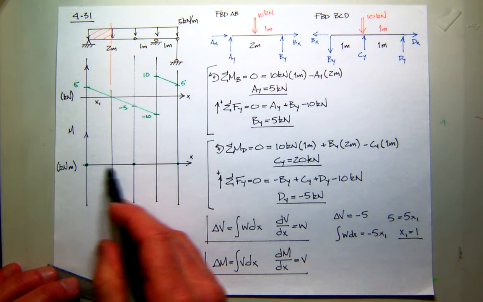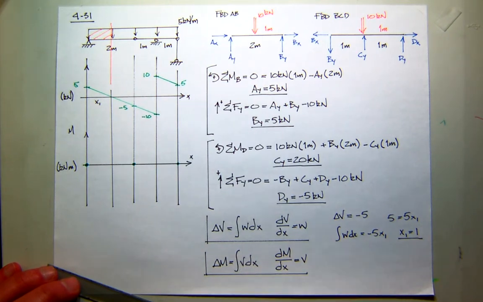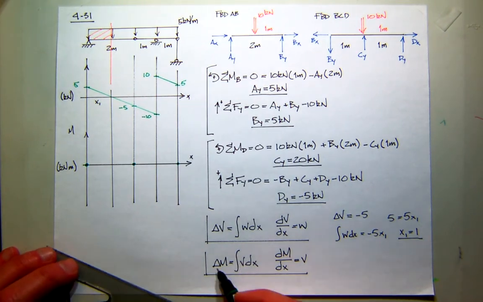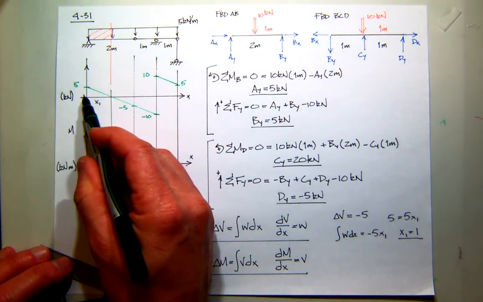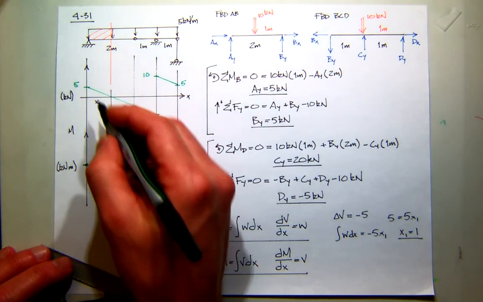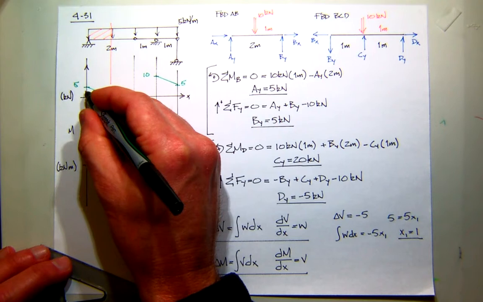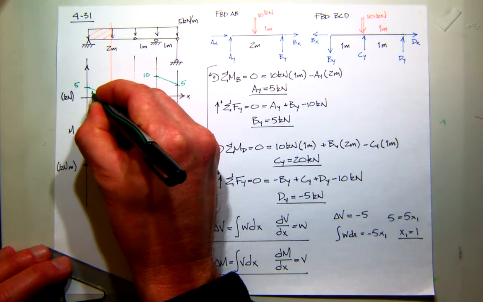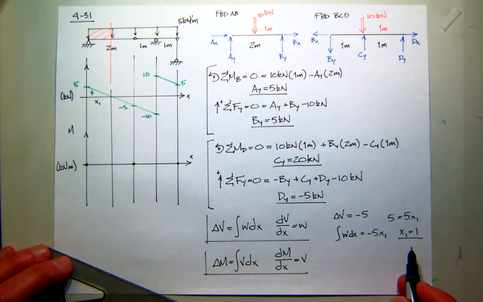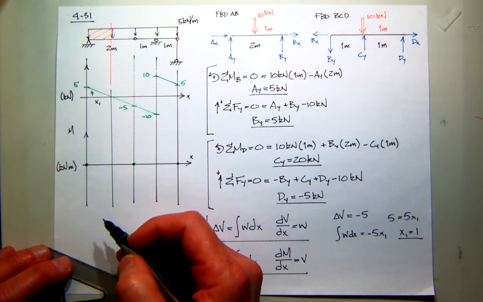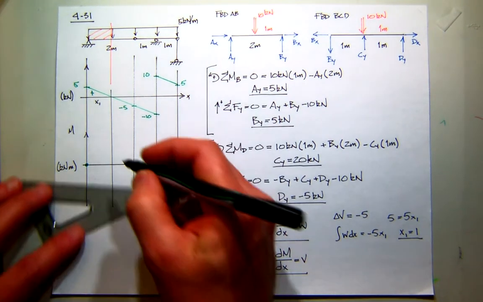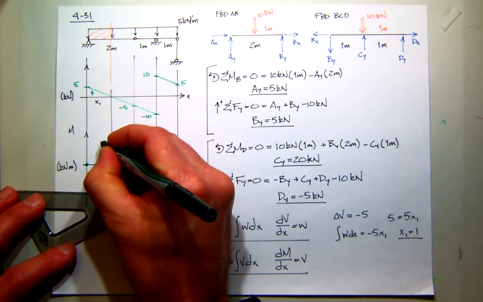So starting here and applying this relationship, the change in moment is the area of the shear diagram. Well, what's the area of the shear diagram here? What's a triangle? 1/2 base times height, right? And that's a positive area. Remember, x1 is 1, so that's just 2.5, right? So we go up to 2.5.